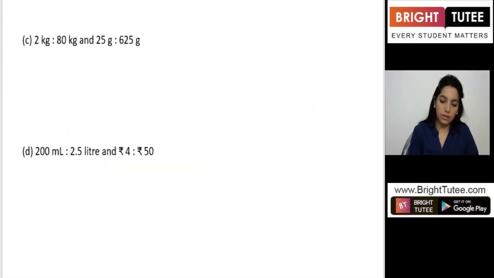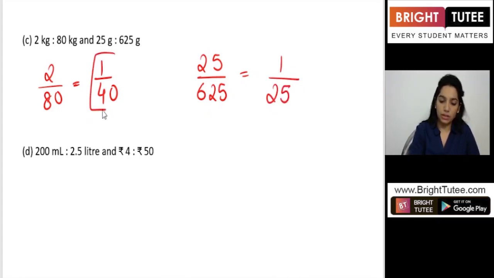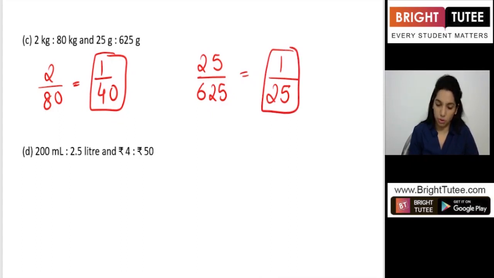Moving to the next one here, it is 20 kgs, 22 kgs and 80 kgs. So 2 over 80. Simplifying it, we get 1 over 40. Here it is 25 and 625. So 625 is there in 25 times table, but if we divide, we get 1 as the numerator and 25 as the denominator. Clearly we can see that the two ratios that we have got, they are not in proportion. So we are not going to write what are the extreme and the middle terms here. Now let's do the next one.